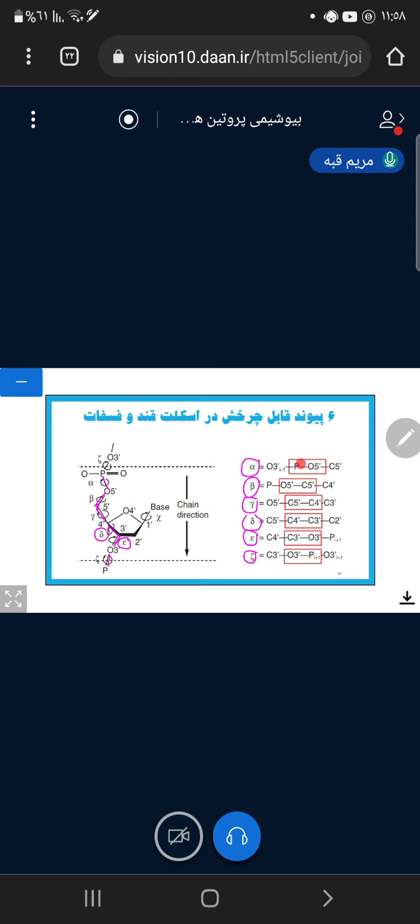Only learn these names and the bond and the atoms in the red box. Only learn these and the atoms in the red box. You don't need to learn the structure.